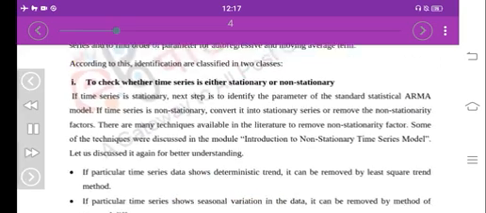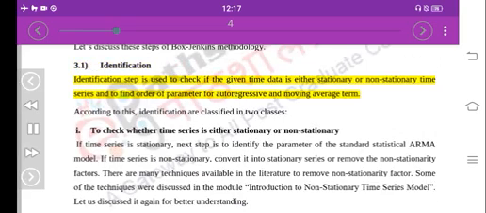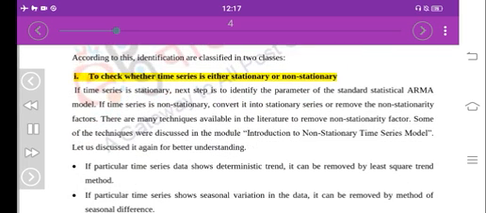3.1 Identification. The identification step is used to check whether the given time series is stationary or non-stationary and to find the order of parameters for the autoregressive and moving average terms. According to this, identification is classified in two classes. I. To check whether the time series is stationary or non-stationary. If the time series is stationary, the next step is to identify the parameters of the standard statistical ARIMA model. If the time series is non-stationary, convert it into a stationary series or remove the non-stationarity factors. There are many techniques available in the literature to remove non-stationarity factors. Some of the techniques were discussed in the module, Introduction to Non-Stationary Time Series Model.